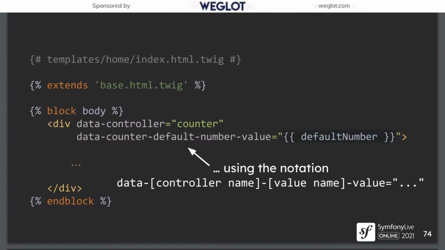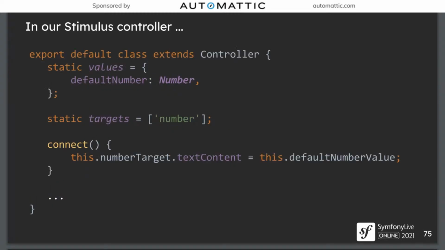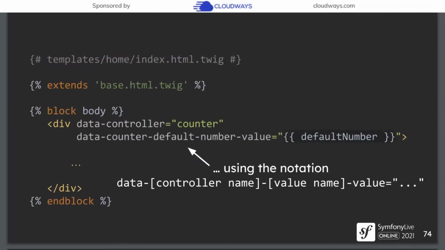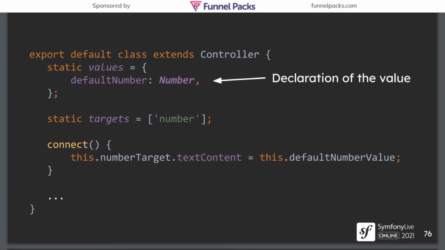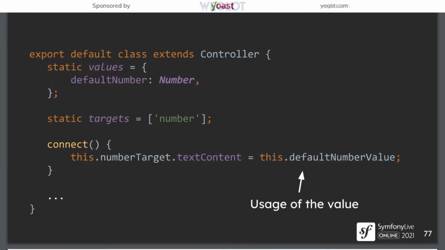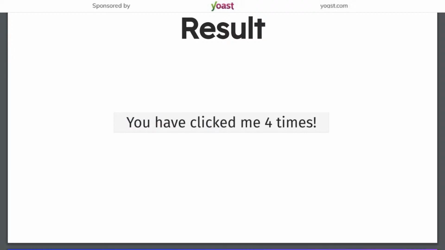This notation here, data-counter-default-number-value equals some value, with the controller name, then the value name, is used by Stimulus to allow you to access the value itself from inside your methods. So here I passed a variable from PHP to some JavaScript. Here you can note that there is a declaration of this value. By having this declaration, I'm sure that this default number value will be a number. It actually defaults to 4.